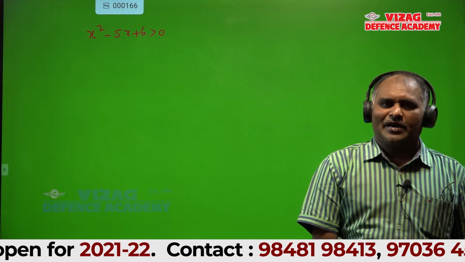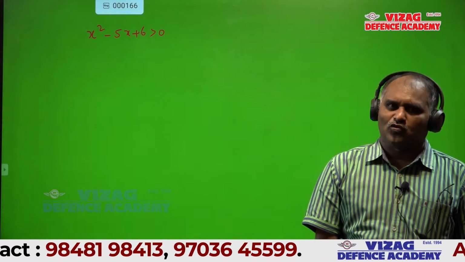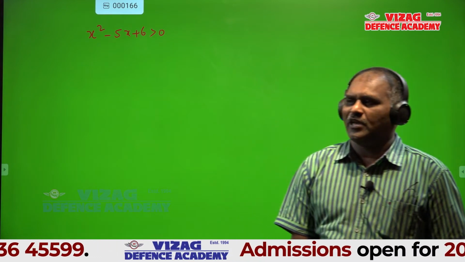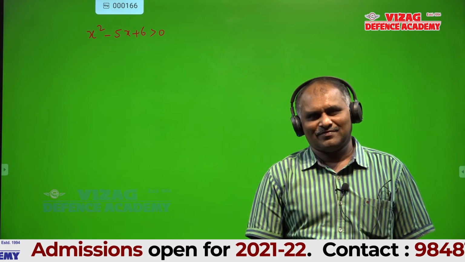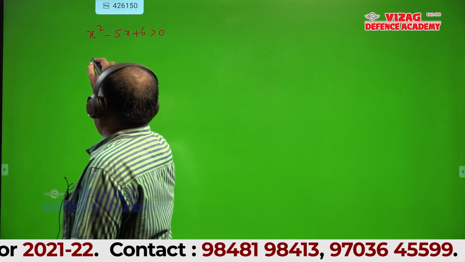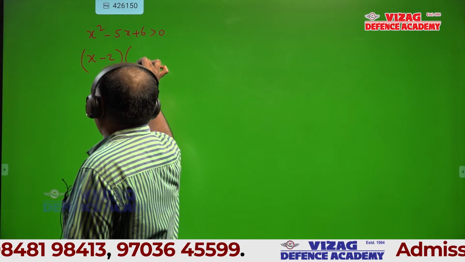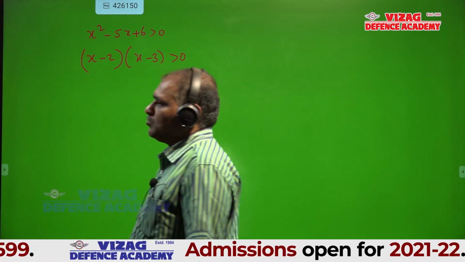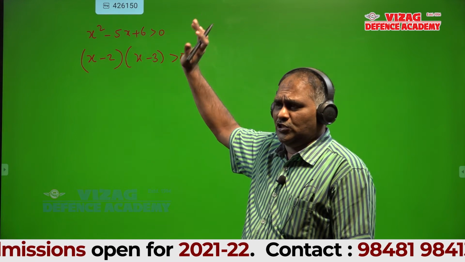How do we find the factors of that quadratic? What are the factors? Anyone? 2 and 3, the roots are 2 and 3. How do we write this? (x minus 2) into (x minus 3) is greater than 0.